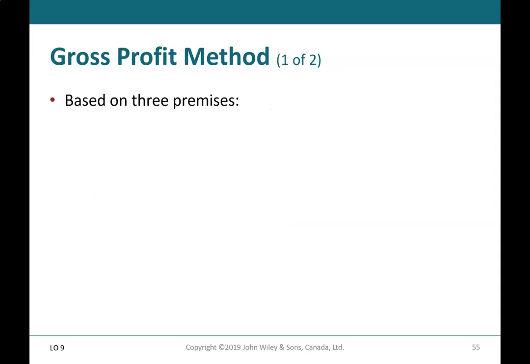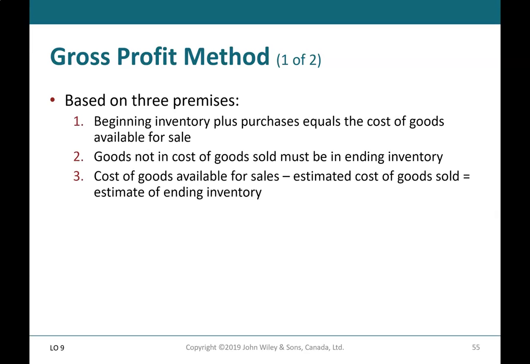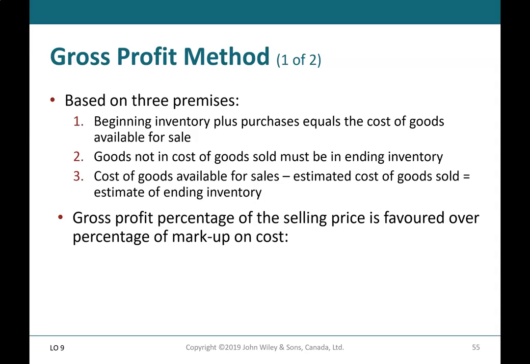Gross profit method, 1 of 2, based on 3 premises. 1. Beginning inventory plus purchases equals the cost of goods available for sale. 2. Goods not in cost of goods sold must be in ending inventory. 3. Cost of goods available for sale minus estimated cost of goods sold equals estimate of ending inventory.